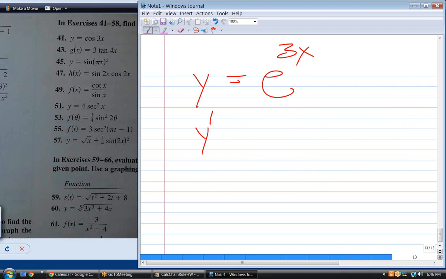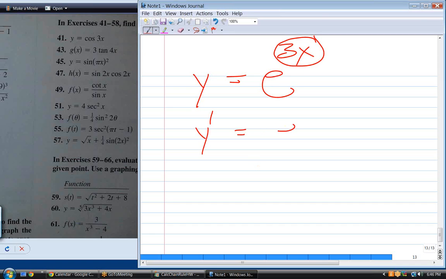Have you had e to the x yet? The derivative of e to the x? Yes? Okay, so what's the derivative of e to the 3x? E to the 3x times 3. In other words, that's the inside.